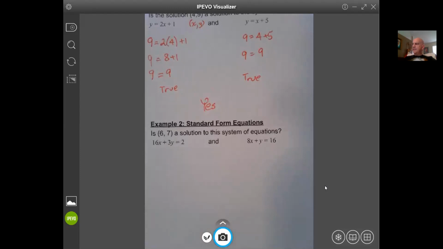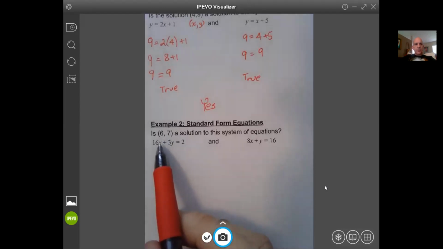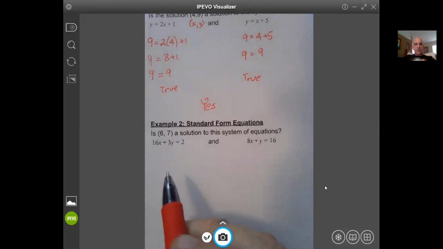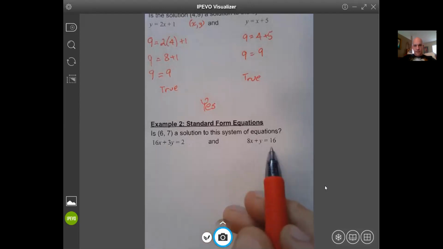If at any time you plug in a value and it doesn't work in the first equation, there's no point in checking it in the second. Because if it doesn't make the first equation true, then it doesn't matter if it makes the second one true. It has to make both true. So this is an x, y value, so we're going to replace x with 6 and y with 7, and same thing over here, x with 6 and y with 7.